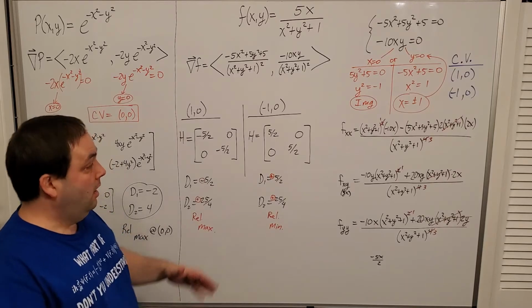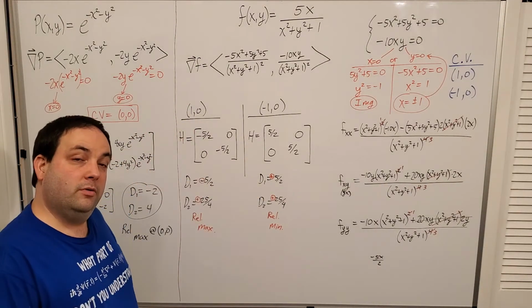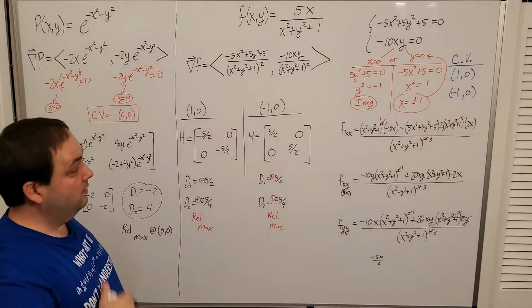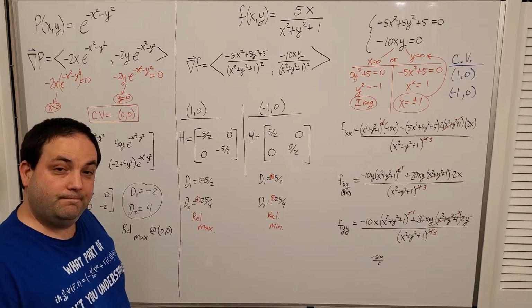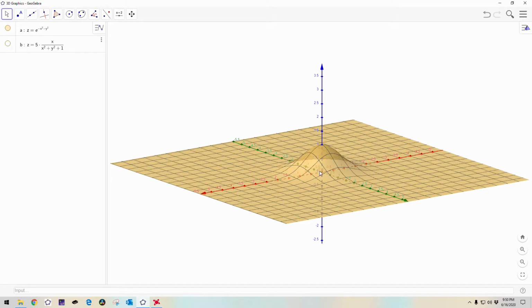Okay? Now this is the calculus side. Go look at the GeoGebra so that you can see exactly what these look like and you can tell that these things are actually correct. And just a quick look at these two functions that we were finding the critical values of and classifying them. Z equals e to the negative x squared minus y squared is this one.